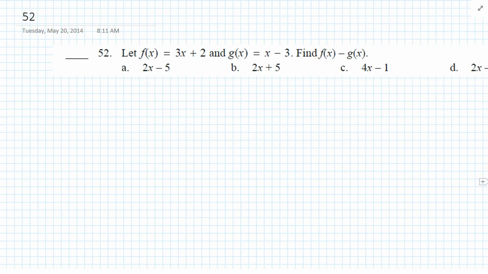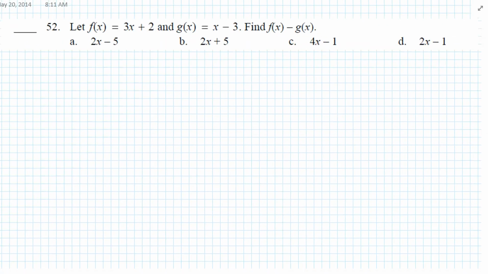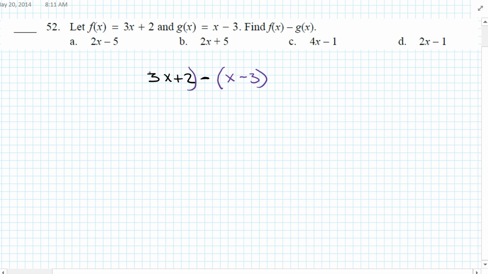Okay, 52. Let f of x equal 3x plus 2 and g of x equal x minus 3. Find the difference of f of x and g of x. So let's rewrite this. I'm going to write it this way: 3x plus 2 minus, here's the kicker on this one, people. Watch. It's the grouping of x minus 3, right? Because you're really subtracting the expressions.